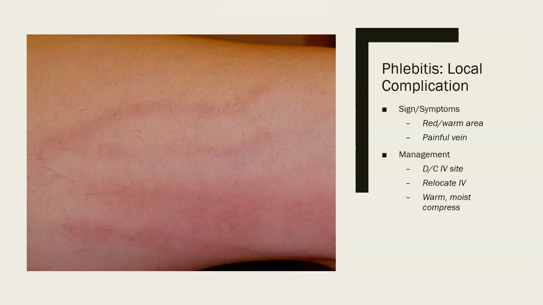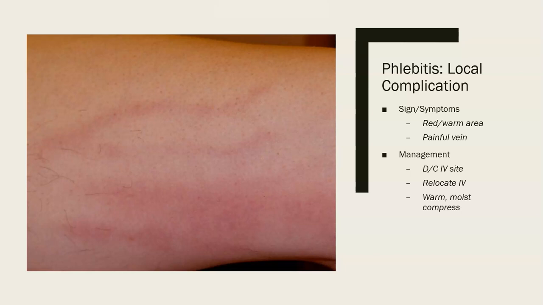Okay, another complication of IV therapy is phlebitis. So this is a local complication. What you'll see with this is a red, warm area, and they're going to have a painful vein. So phlebitis is just inflammation of the wall of the vein. It's caused from mechanical trauma from the needle or catheter, or it could be caused from chemical trauma from the solution that's being infused.